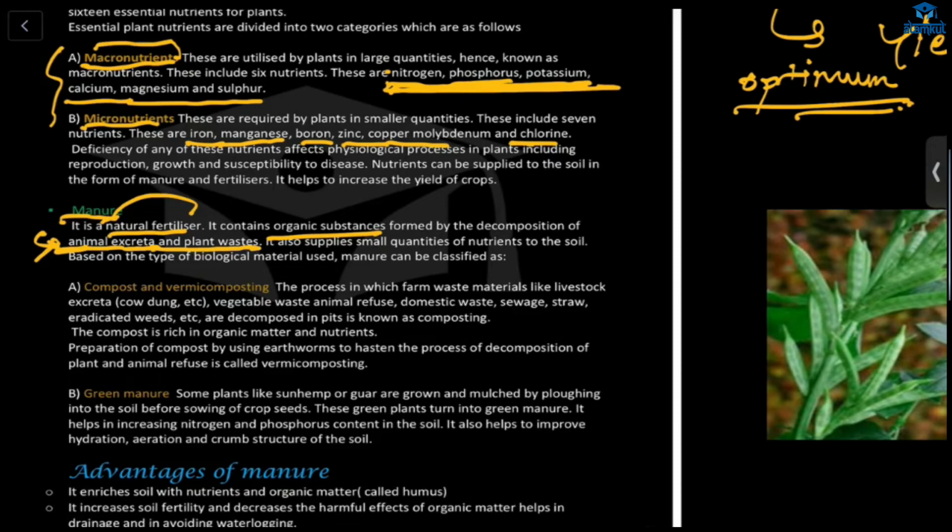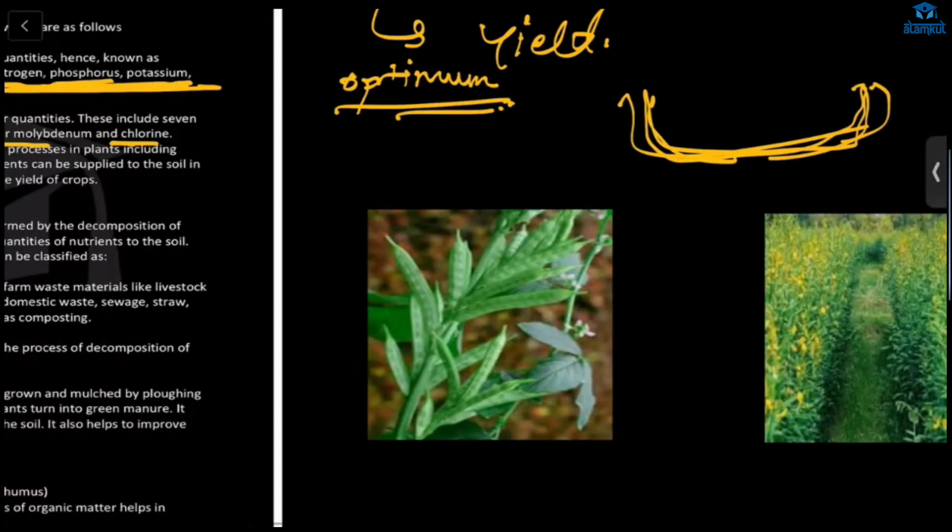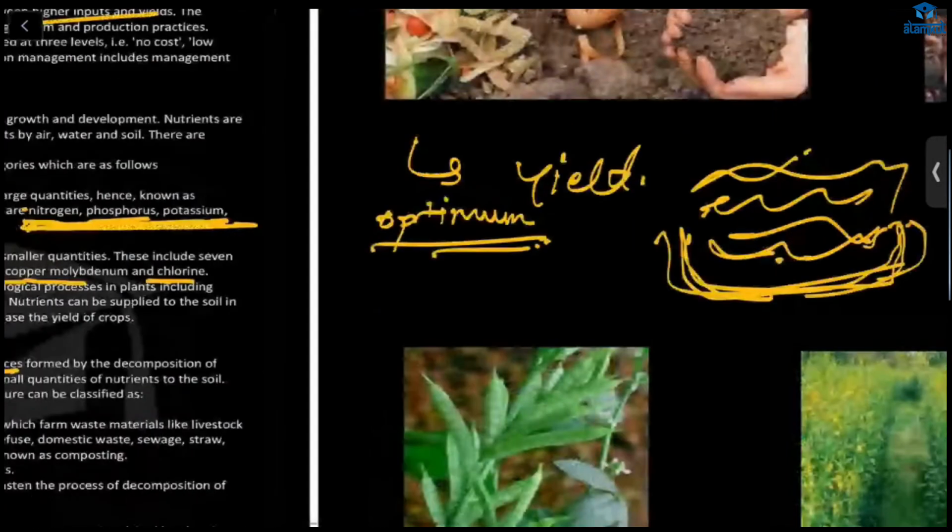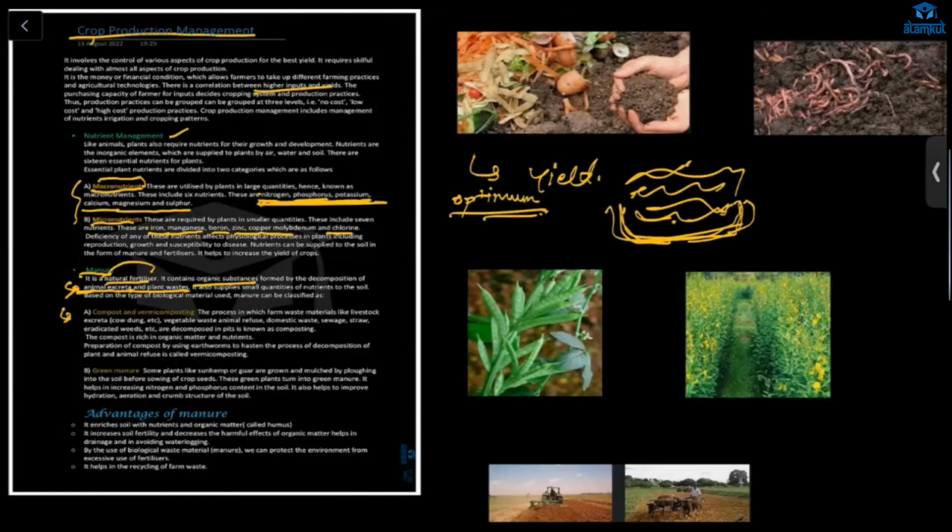So how are they classified? There are two types: compost and vermicomposting. Here we have cow waste, animal waste, vegetable waste, all this we are putting in, and then we are decomposing it. This we call composting. This you can see here.